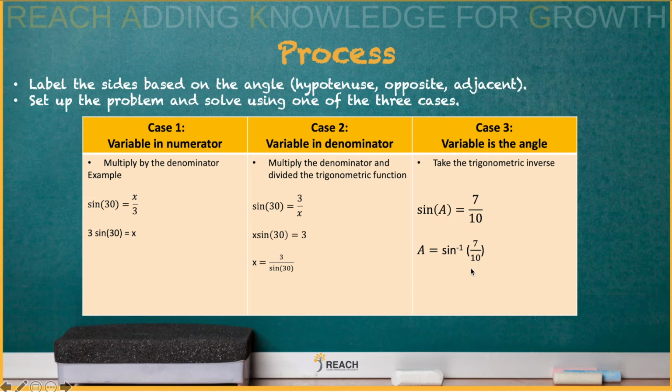What's most important is knowing where the variable is located. And if you know that, that's how the final answer will look at the bottom. It's either a multiplication problem for case 1, for case 2 it's going to be a division, and case 3 is going to be the inverse of some fraction. Every single time. All right, let's check out some examples.